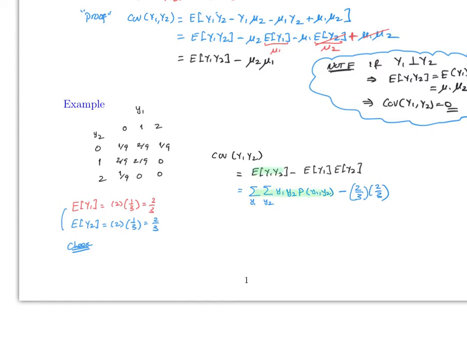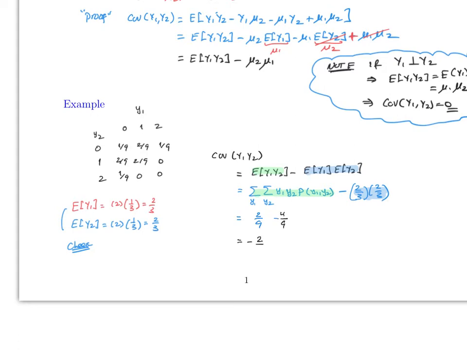This is this part. This gives you this. Now, if you multiply this by each value, like for example, if y1 is 0 and y2 is 0 times the probability is 0, obviously it will be 0. So you add all the values. You should check this part, that this will give you 2/9. And this one obviously is 4/9.